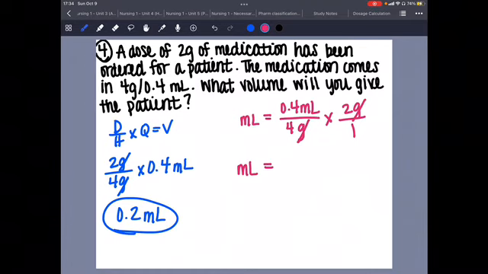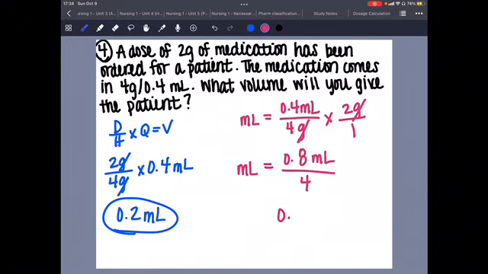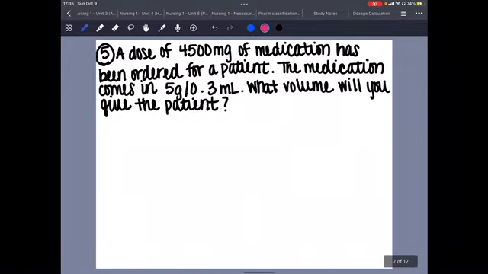So, we got ml equals, so we got 0.4 times 2, that's 0.8. And you take that ml on there because we still have that. And then 4 times 1, that's just 4. So 0.8 divided by 4, you should get 0.2 mLs. So no matter which way you go, you should still end up with the exact same answer like you did the last time.